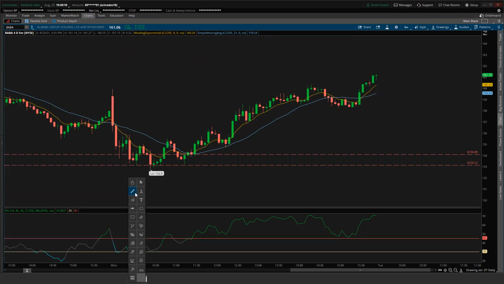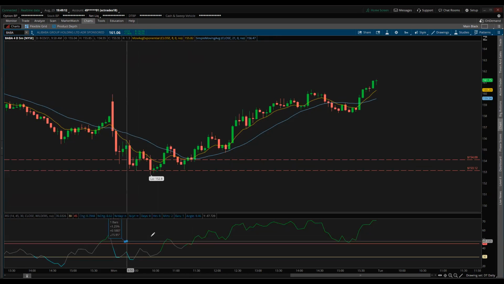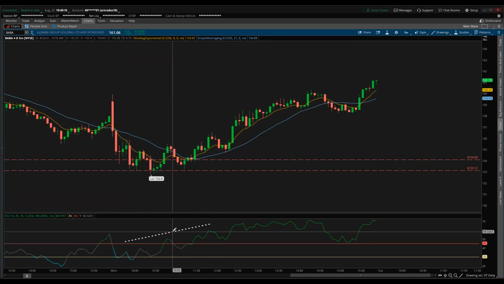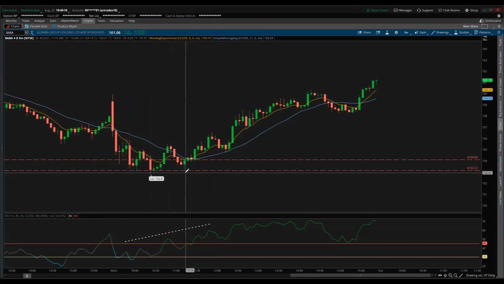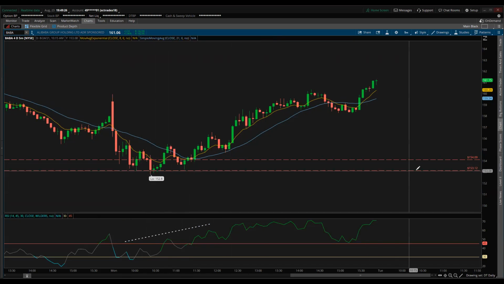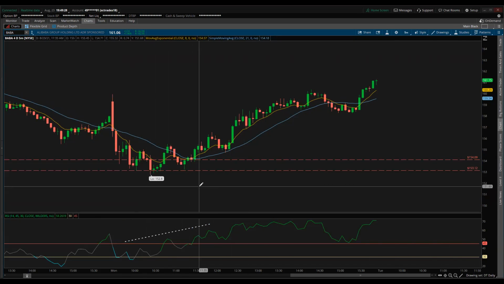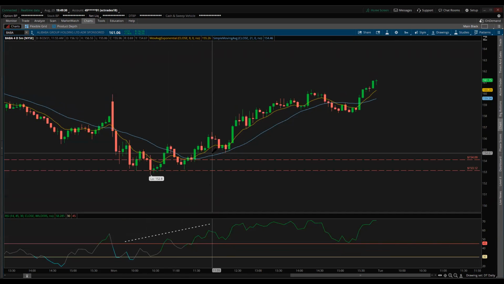Another thing I noticed is the RSI was trending up this way. So you have the RSI trending up, you have a hammer, and you also have a higher low than these previous ones. So everything looks pretty good for this trade. Now, if we're risking about $1, we want to be able to get back at least $1 for our risk reward. So that would be about the 155 area.